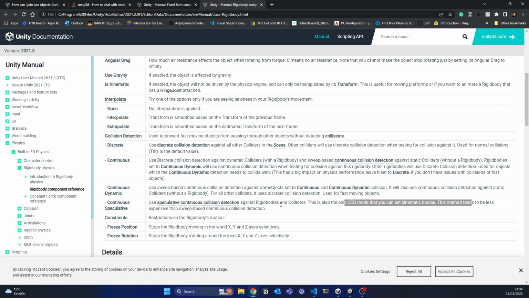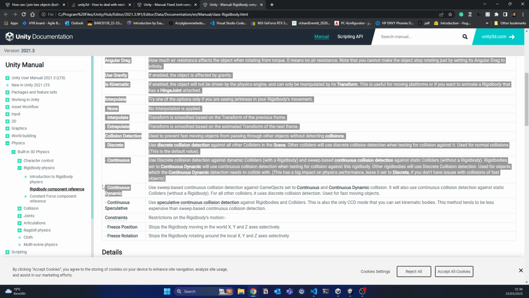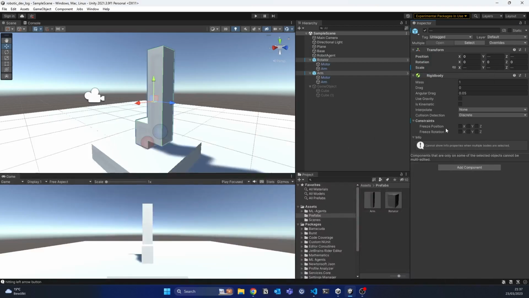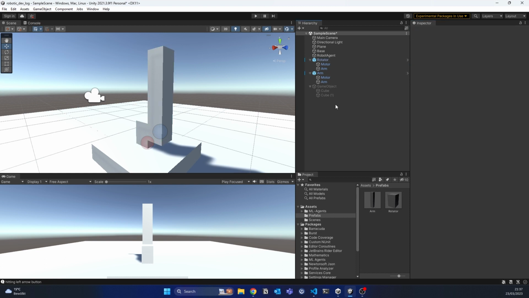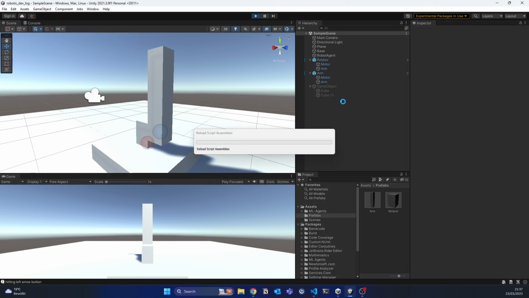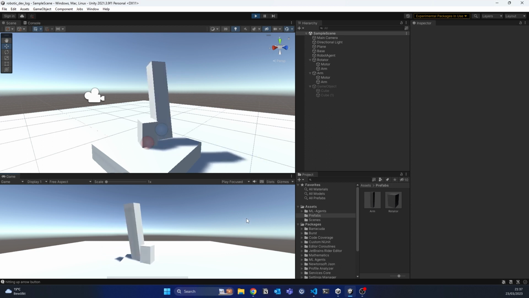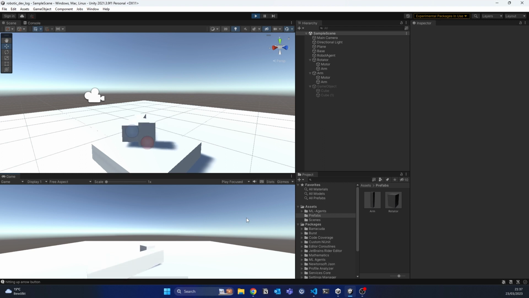Kinematic bodies, this method less expensive. So I think we want something expensive, continuous dynamic. Let's try that, or just continuous for now. Continuous, let's try continuous. Okay. Okay, it seems to be working. Obviously it sort of starts to shake once I'm grinding over the edge here.